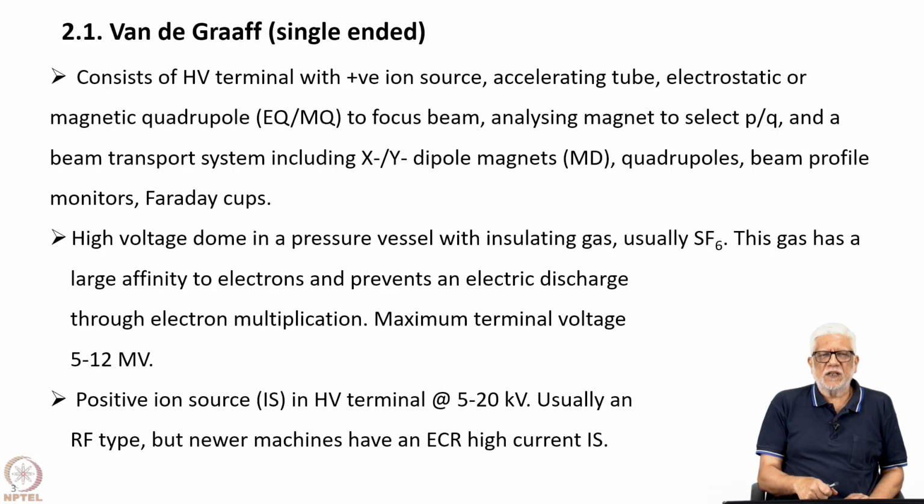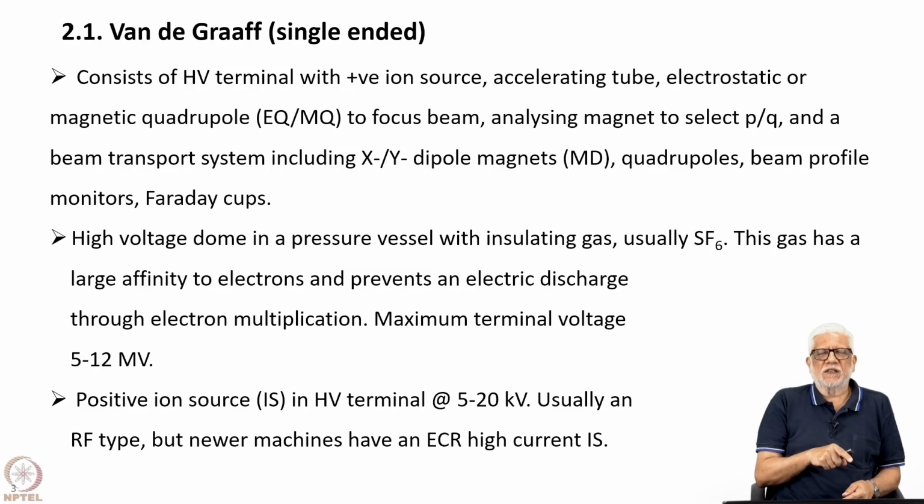So let's discuss a little more in detail than we did in lecture 3, the Van de Graaff single-ended machine. It of course consists of a high voltage terminal, which is at a positive voltage, and you have a positive ion source sitting inside that high voltage terminal. Then you have an accelerating tube. You have electrostatic or magnetic quadrupoles to focus the beam. Then you have an analyzing magnet to select the momentum by charge of the accelerated ion. Then a beam transport system, which includes X and Y dipole magnets. In other words, the beam can be deflected in the X or in the Y direction.